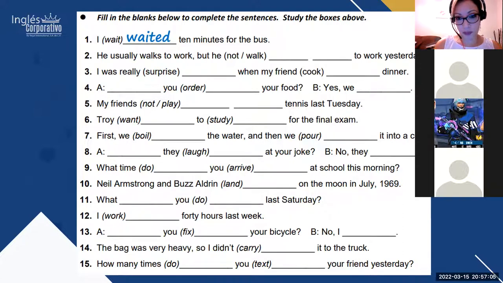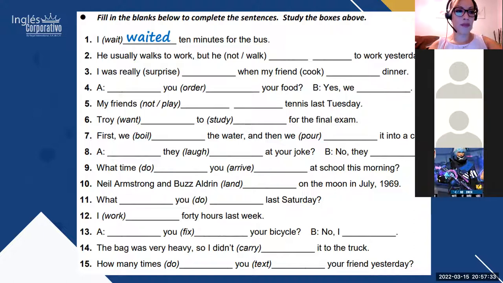What time did you arrive at school this morning? That's correct. Thank you so much. Number 10. Neil Armstrong landed. Yes, that's correct. Landed with ed. Number 11. What did you do? Excellent. What did you do last Saturday? 12. Worked. Excellent. I worked 40 hours last week. Number 13.